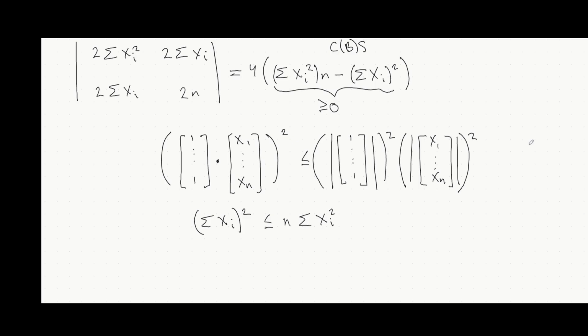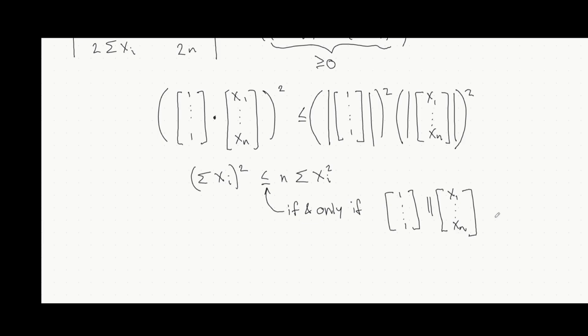And the other part of the Cauchy-Schwarz inequality is that we get equality if and only if our two vectors are parallel. But these two vectors can only be parallel if xi is some multiple of this vector of 1s, which means that each element is the same. They're all the same number. So that would mean all of our xi values are the same, in which case we just have a horizontal line and we don't need to do a regression at all.